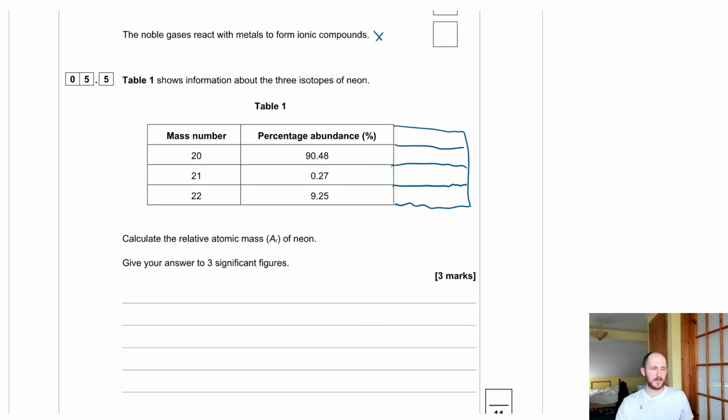And when I say times the percentage abundance, we can leave it as a percentage. So if we do 90.48 times 20, that is completely fine, because we're going to do something a bit cheeky later on. If you want, you can actually divide them all by 100 now. So what would be easier? You know what? I think it might be easier if we just do it separately.